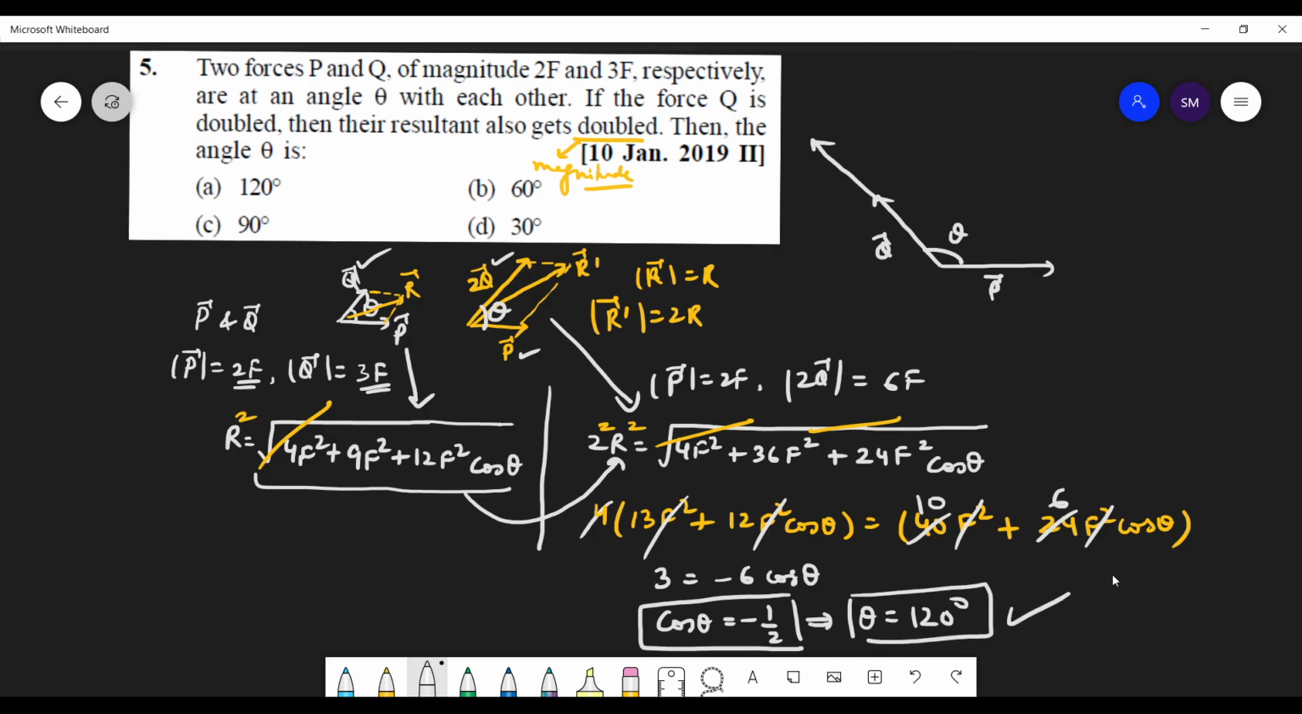Okay. So students, we have to understand this concept that if we make Q to 2Q or 3Q, or if we add something to the magnitude, the original angle remains the same. So that's the main concept that I want to teach you today. Okay. Now let's do one more question.